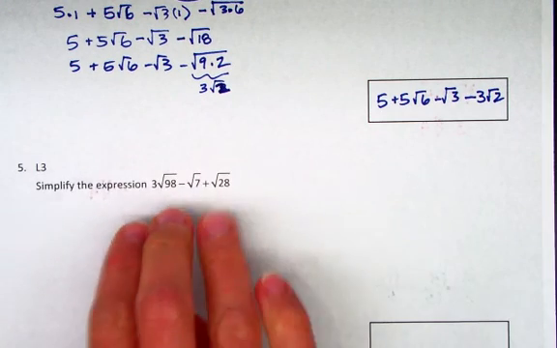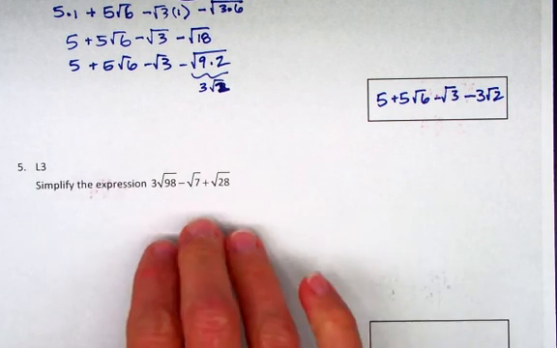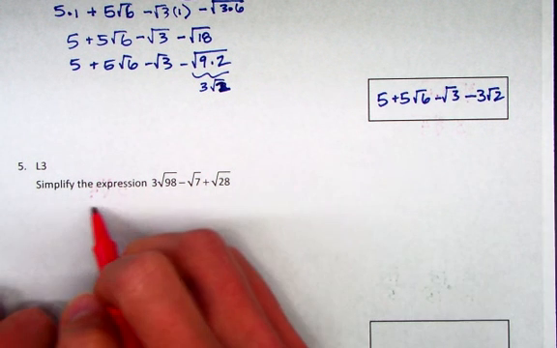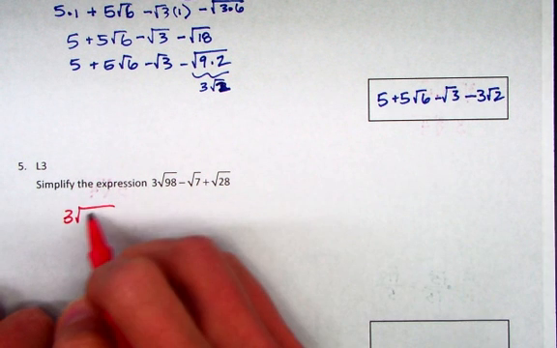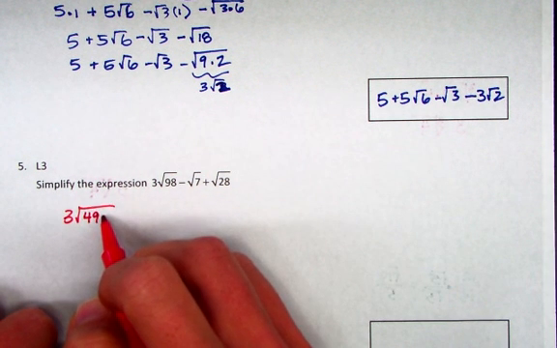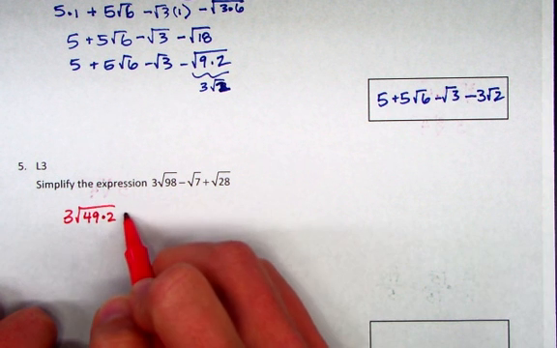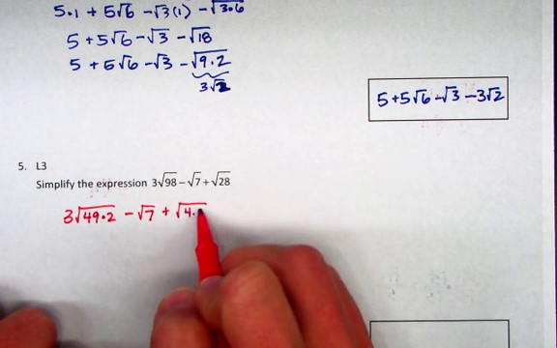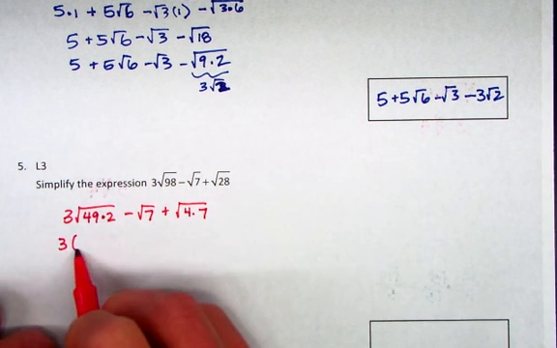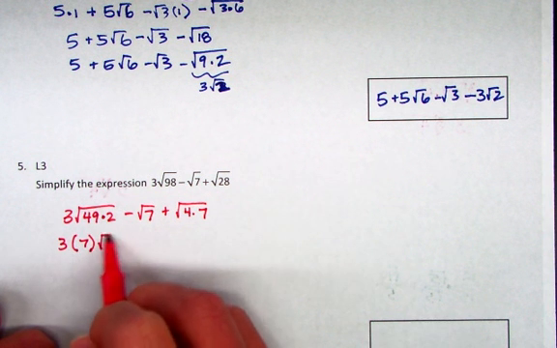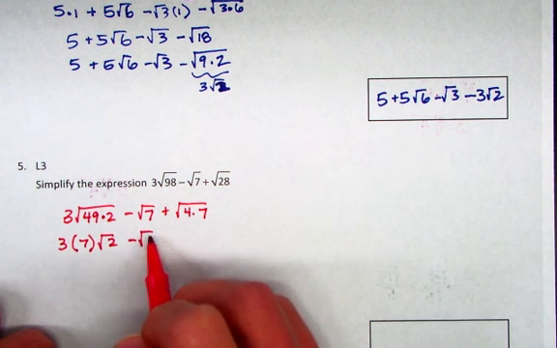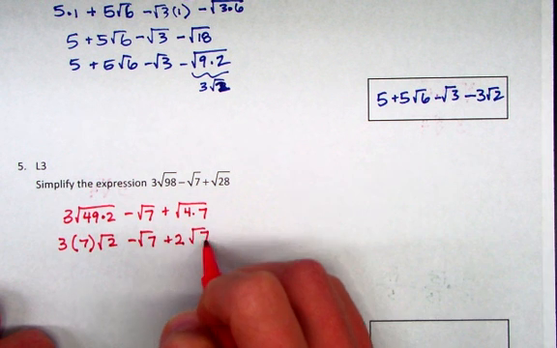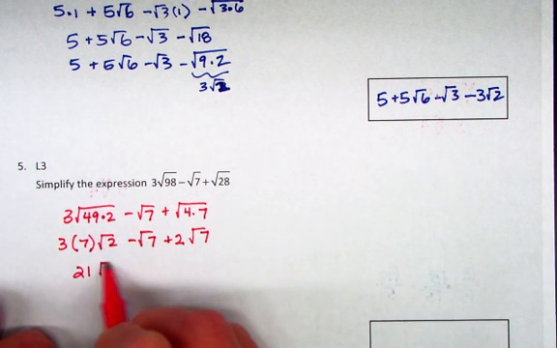As written, there's nothing we can simplify here, but if we reduce, then we have something to work with. So we have 3 root 98, which is actually 49 times 2. Root 7 we cannot simplify, but root 28 is 4 times 7. So this becomes 3 root 49 is 7. We can't do anything with that root 2. Can't do anything with the root 7. Root 4 is a positive 2, root 7 stays. This becomes 21 root 2.